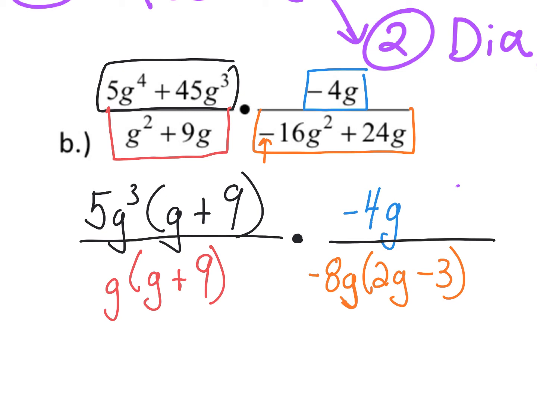I know, right? Rude. Okay, now I'm going to go ahead and start canceling some stuff. So I start top to bottom first. So for instance, this g here, bloop, is going to turn the g to the third into a g squared.